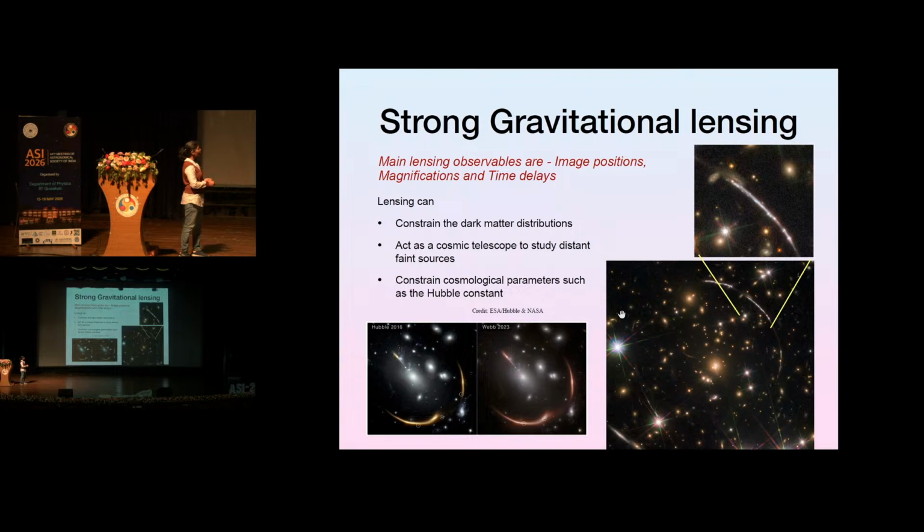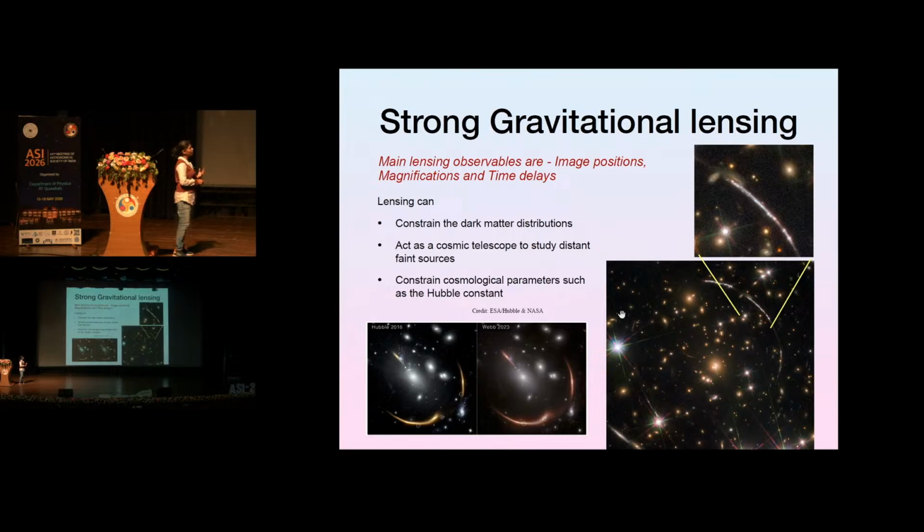The other factor is the giant, distorted arcs that are formed from these very distant and faint galaxies. There is a zoom of this section here, and you can see how detailed this image looks, where you can see these clumps and knots of star formation in this very distant galaxy. What you get here is a magnification factor of 30 or 40 in this kind of system. So you can use lensing as a cosmic telescope to study these distant faint sources.